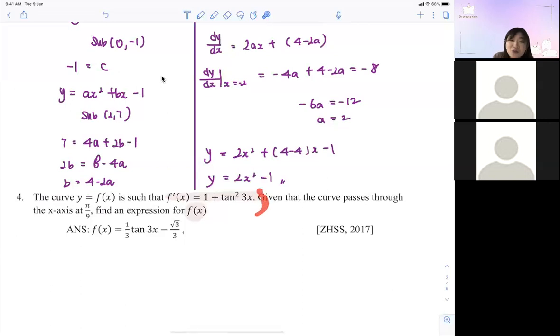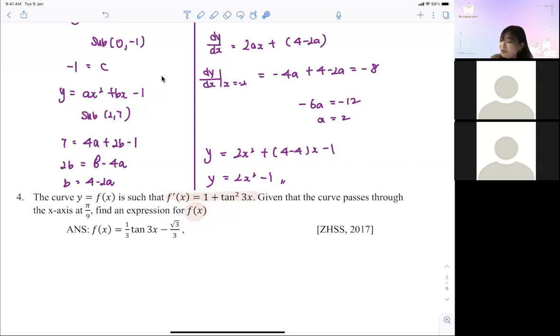Okay. From f prime x to f x, do I differentiate or integrate? Anyone? Dylan. Yes. Integrate or differentiate? Integrate. Okay, from dy dx to y, you integrate, right? So Joshua, how to integrate tangent square? Because if I want to get to f x, I must use integrate.